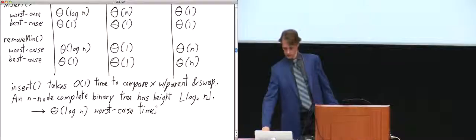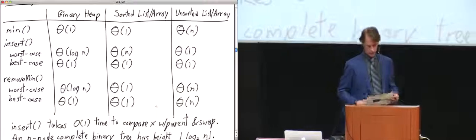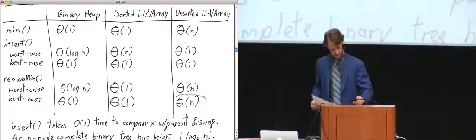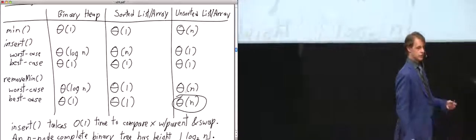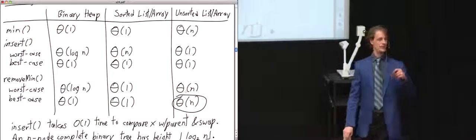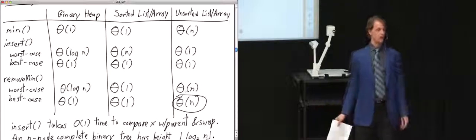Why is the best case for an unsorted list, that one? So there is really no way to be certain that you have the minimum unless you look at every single item in the list, because something else might be smaller if you haven't looked at it.